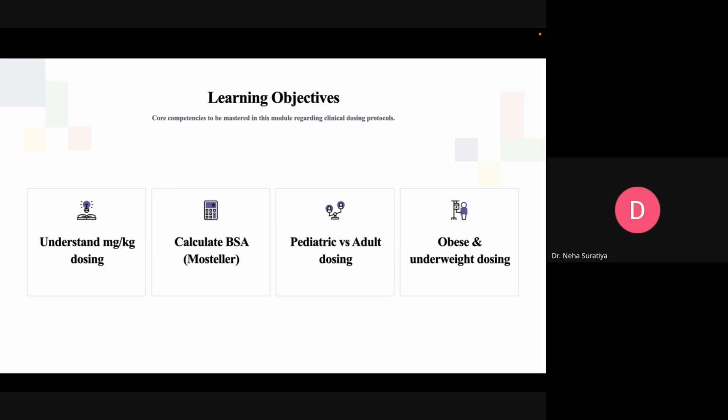I hope this is making sense, what the learning objectives are. These four pillars we are going to see today. And by the end of this session, this is our expectation. We'll end at 8:30, and by 8:30, you will have this understanding of these four pillars.